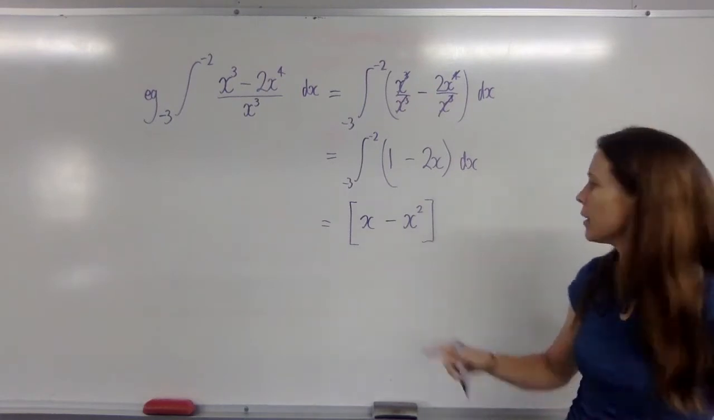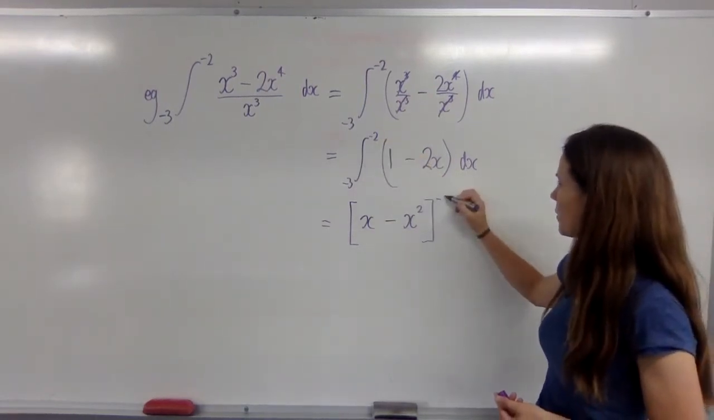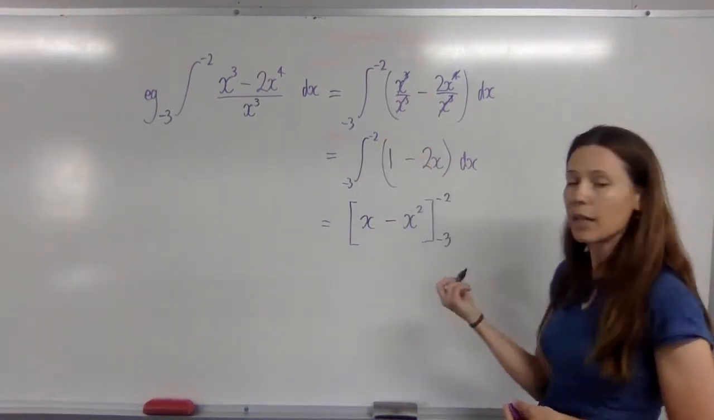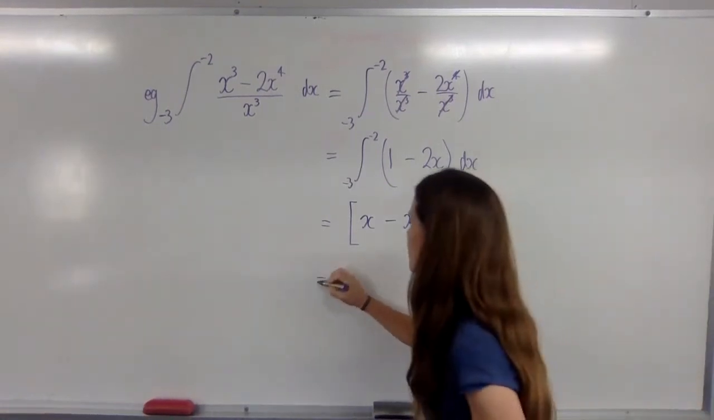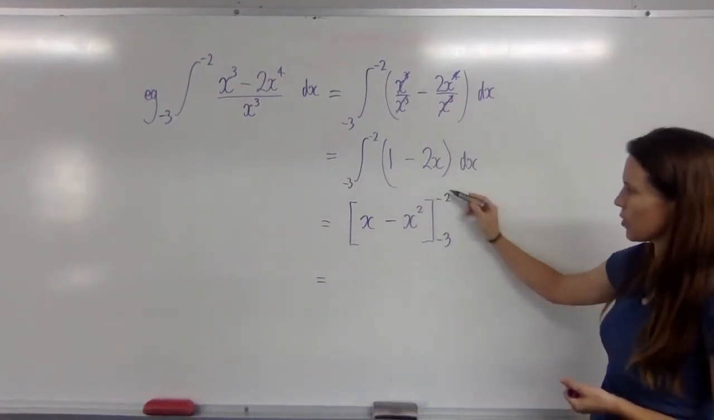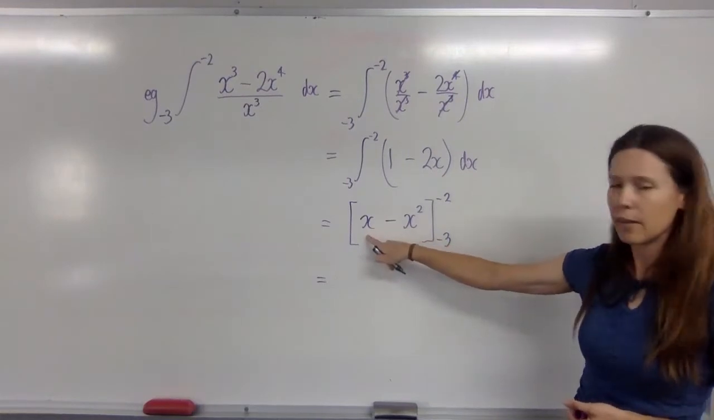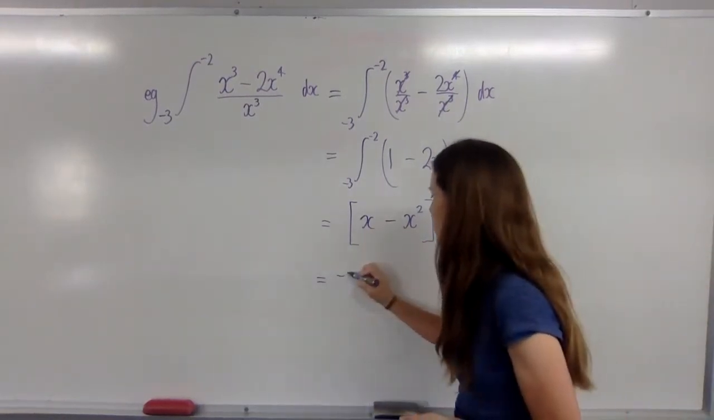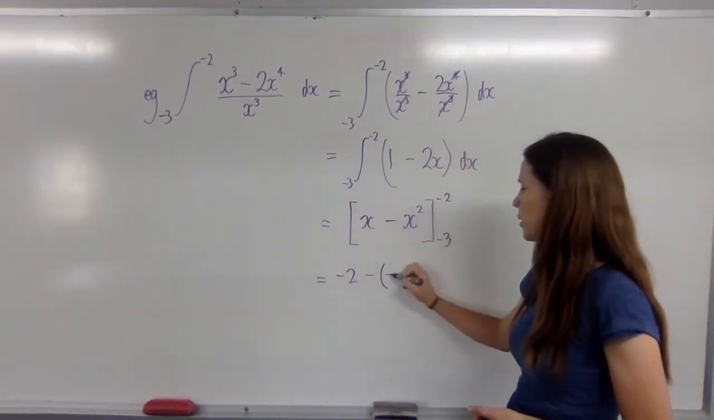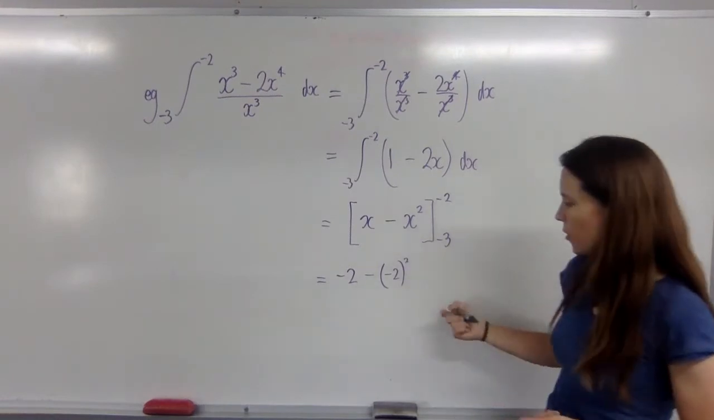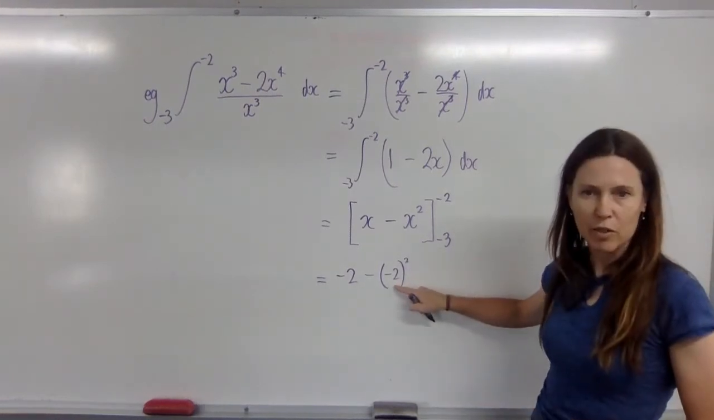Yep, I'm good. Now I can put my bounds in, minus 2 and minus 3, and I'm ready for the substitution step. So first thing to do is substitute minus 2 in for x. So I need minus 2 minus minus 2 squared. Now notice here, there's a chance to mess up your signs.